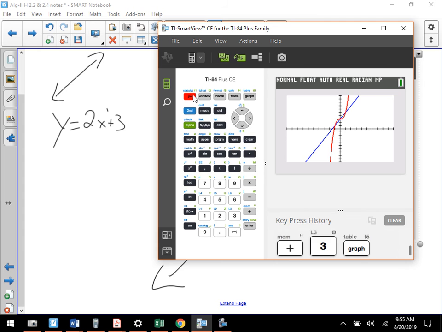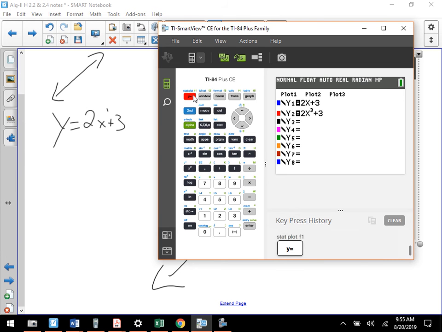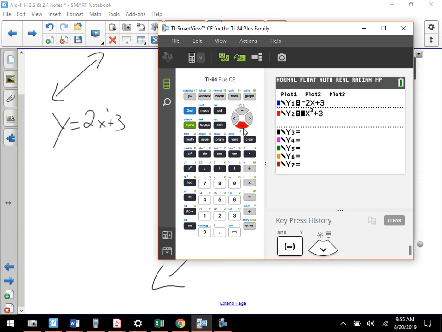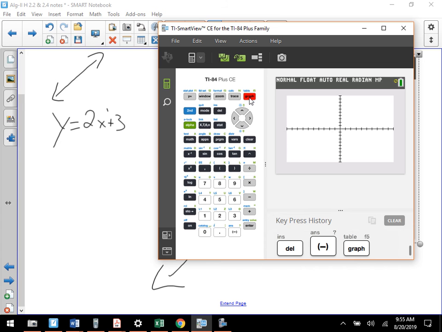So go to your y equals again, and I'm going to show you guys how to insert. In the y equals, if I hit second insert, you'll notice that the cursor is blinking under the 2 now. Put a negative symbol. And then just hit your down arrow and do the same thing in front of the 2 here. Second, delete, insert, and then hit your graph, and look what happens to the graph. It just flips it.